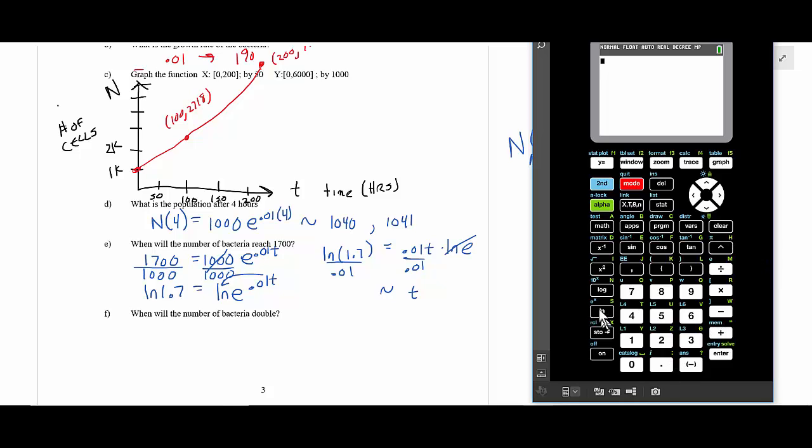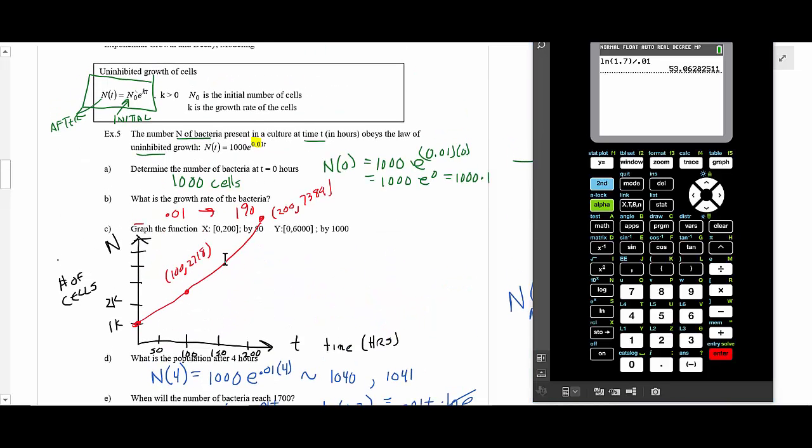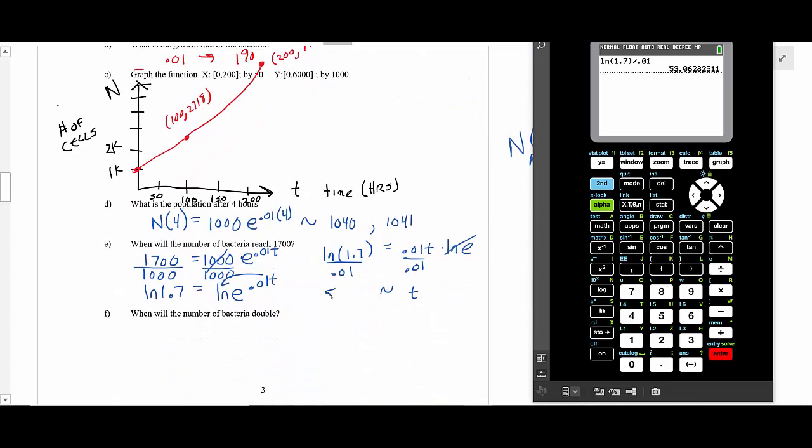If I just do ln 1.7 and close the parentheses and then divide by 0.01, that should give me the approximate answer on this. This problem's in hours if you read it. So that would take around 53 hours for that to happen. Okay, all right. This is not a perfect model, but it's a reasonable model for cell division.